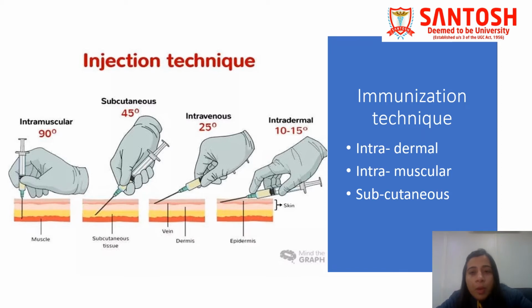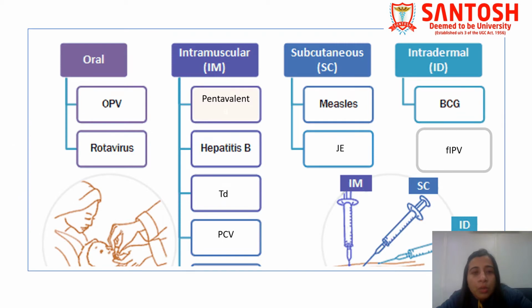So now let us talk about the injection techniques. We'll talk about the intradermal, intramuscular and subcutaneous immunization techniques. As I've already mentioned, intramuscular injections are pentavalent, hepatitis B, tetanus toxoid and pneumococcal vaccine. Subcutaneous are mainly the measles and the JE, and intradermal are BCG or fractional IPV.